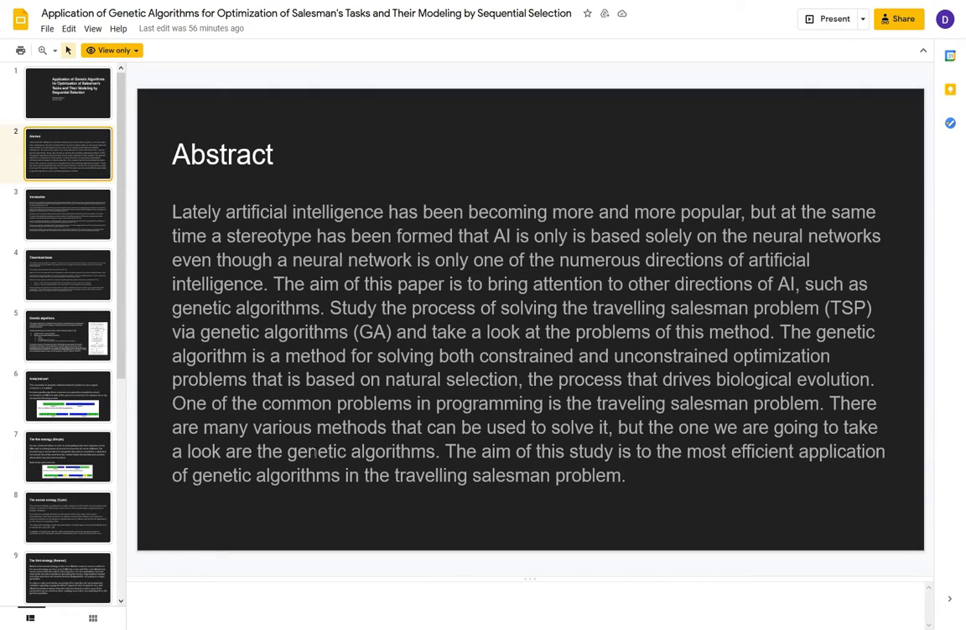The genetic algorithm is a method for solving both constrained and unconstrained optimization problems that is based on natural selection, the process that drives biological evolution. One of the common problems in programming is the traveling salesman problem. There are many various methods that can be used to solve it, but the one we are going to take a look at is the genetic algorithm. The aim of the study is the most efficient application of genetic algorithms in the traveling salesman problem.